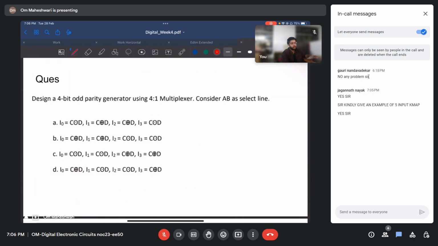So the next question is design a 4-bit odd parity generator, using 4x1 multiplexer. Consider A, B as select lines. Okay. So first we should know what an odd parity generator is, right? So let's say we have here four inputs, A, B, C, and D, and our output is Y.